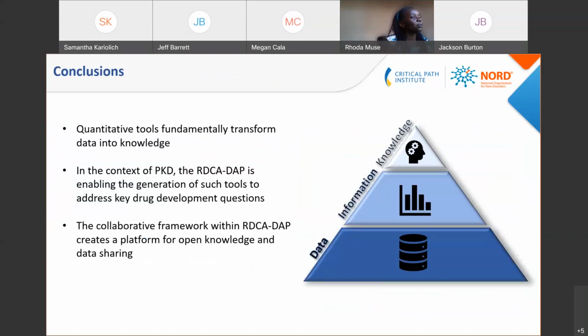So in conclusion, we have shown that the quantitative tool fundamentally transforms data into knowledge. Within the context of PKD, RDCA-DAP has enabled the generation of such tools through provision and integrating of data, and these are important in addressing key drug development questions. So especially the collaborative framework within RDCA-DAP will provide a platform for open knowledge and data sharing, since it is a pre-competitive space. And with this, I will pass it over to Jackson.